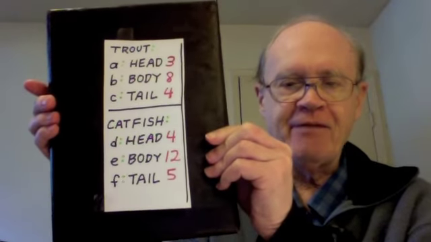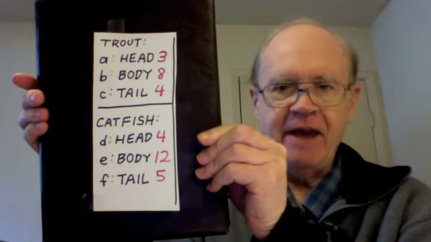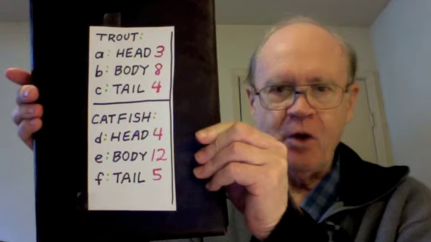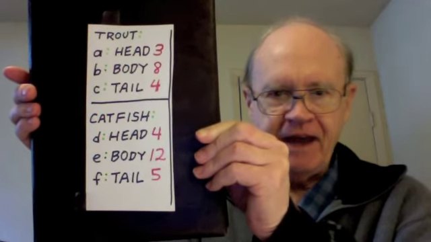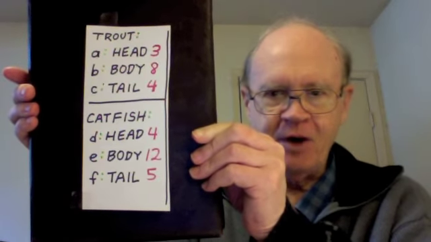And so here you have the final results. Trout, head length 3, body length 8, tail length 4, all inches. Catfish, head length 4, body length 12, tail length 5, all inches. And so that is my solution to my challenge, Sounds Fishy to Me.